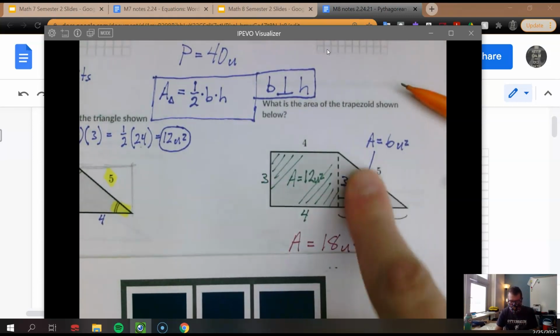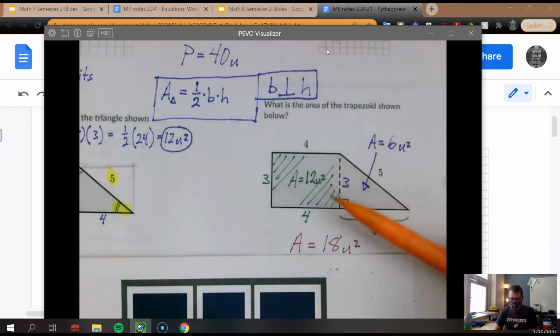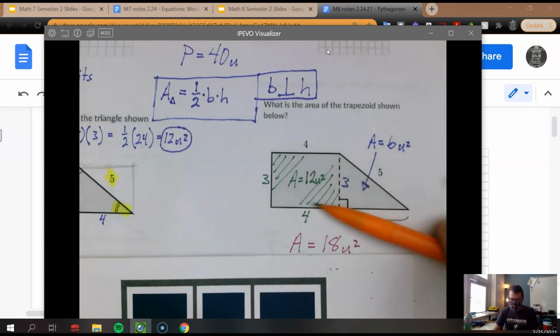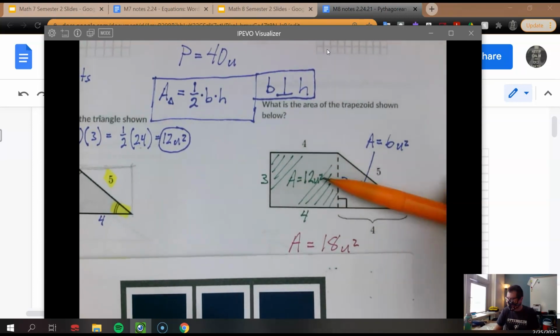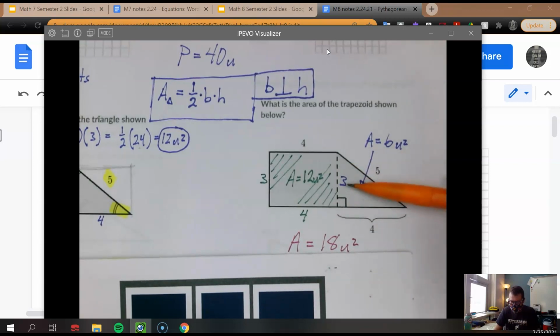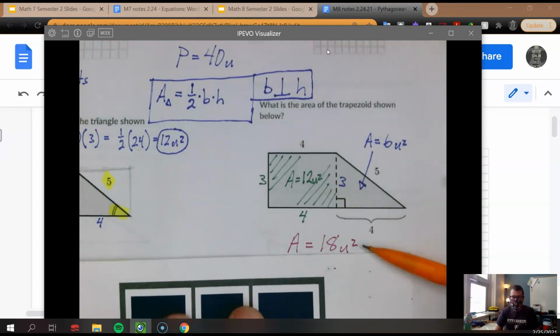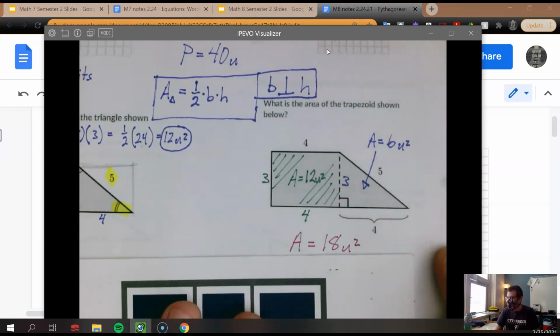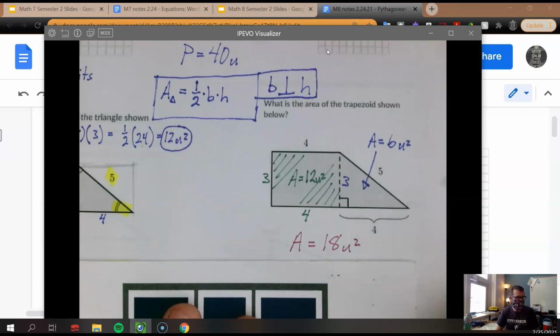We know rectangles and we know triangles. So, area of this rectangle, 3 times 4, is 12. Area of this triangle is half of that, right? Because it has a base of 4. It has a height of 3. So half of 12 is 6. We put them together, and we make sure we have a label of 18 units squared. Are there any questions up to this point?